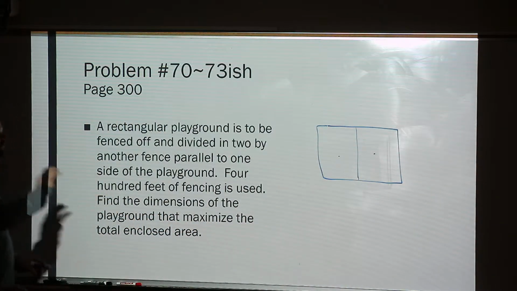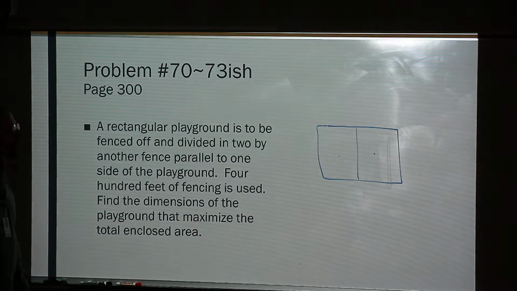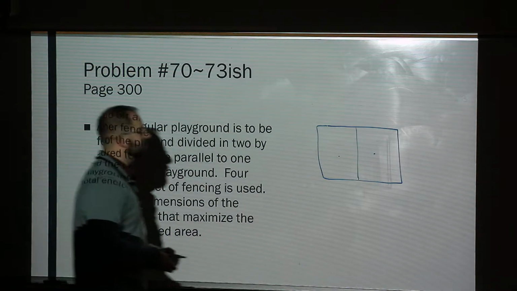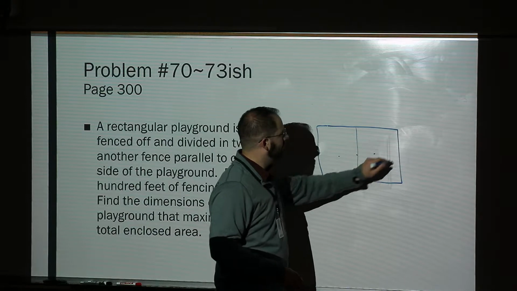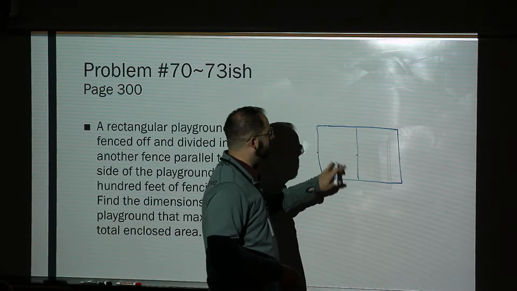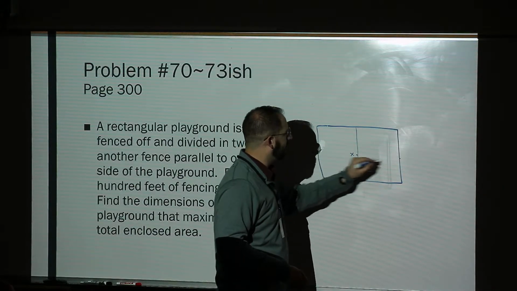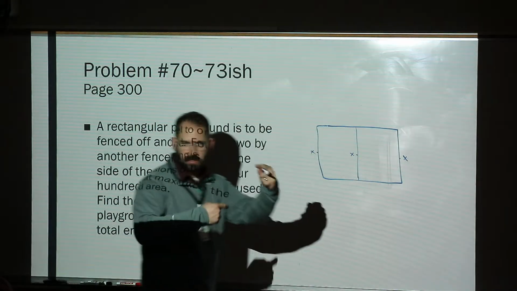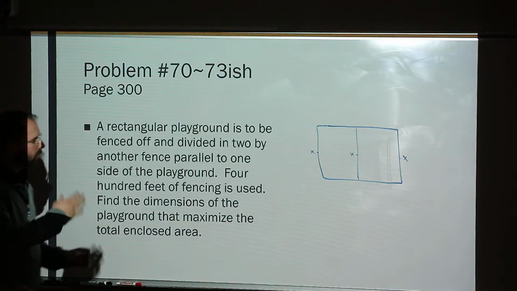The idea is that we're using a total of 400 feet of fence, and what makes this problem difficult is it has 3 fences. It has the x's going through the middle. It's not like the barn problem where there were only 2 on the side. This has 3x going across.